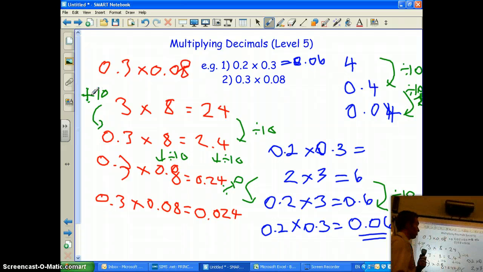Okay, so that's multiplying decimals level 5. You'll now have a look at a Google form, so try this with some other problems. All right. Any questions? Please ask your teacher in class. Thank you very much.